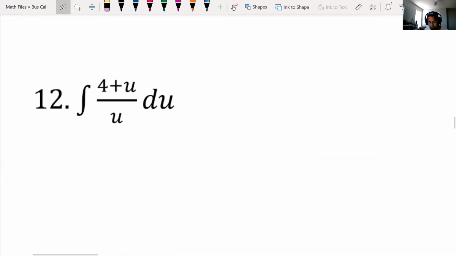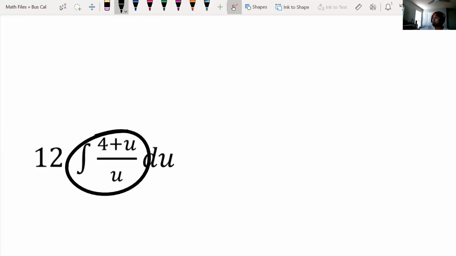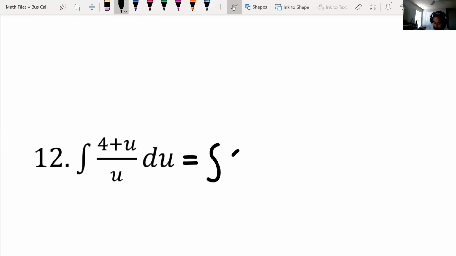12. We have the integral of 4 plus u over u with respect to u. So we don't know how to take an antiderivative in this form. So again, we can clean this up algebraically. So what we see is that there are two terms in the numerator over the same denominator, which means I can split this into two fractions.